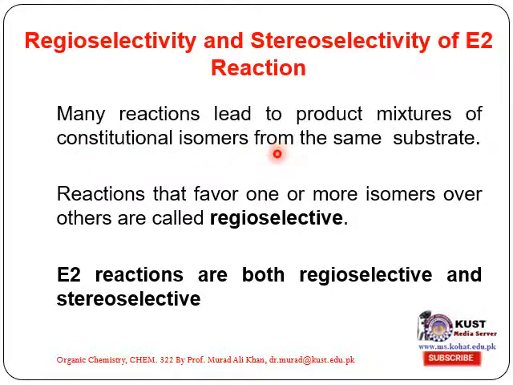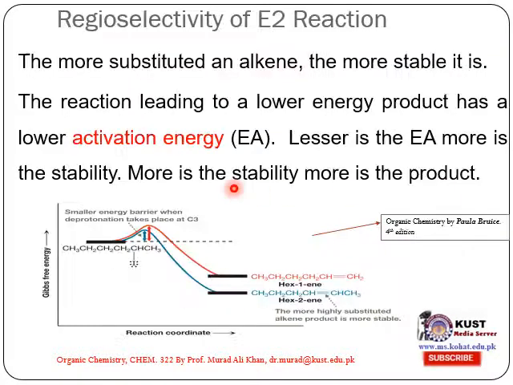Now, what is regioselectivity? The reactions that favor one or more isomers over the others are called regioselective. E2 reactions are both regioselective and stereoselective. The E2 elimination reactions are regioselective as well as stereoselective. What is the regioselectivity of E2 reaction?